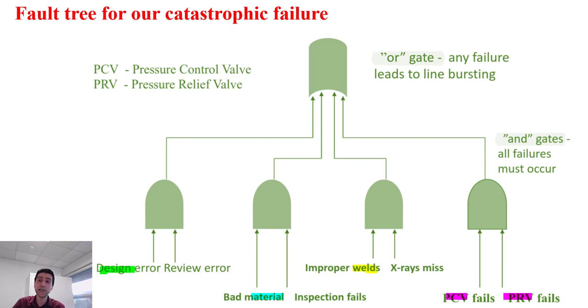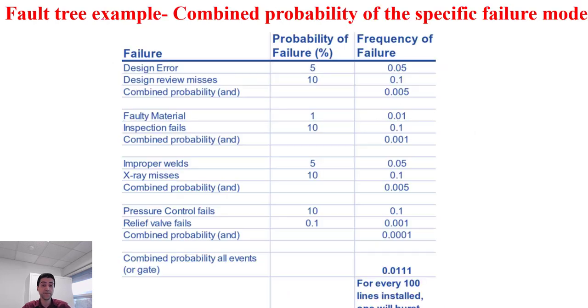The next step is to calculate the combined probability of this specific failure mode, which is the line burst. We have assigned here the probability of failure for the design error. We consider 5% or 0.05 as the probability or frequency. For design review misses, there is 10% probability or a frequency of 0.1. So combined probability using AND gate for that part of the system suggests that the frequency of failure is 0.005 or 0.5%. Same concept with the faulty material.